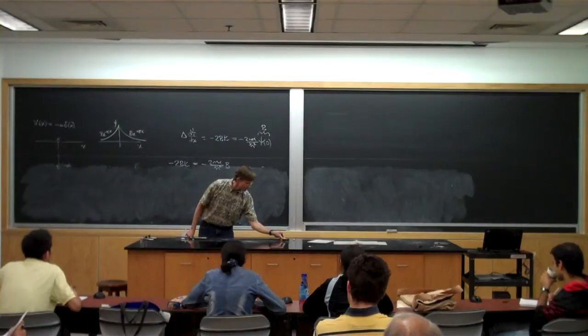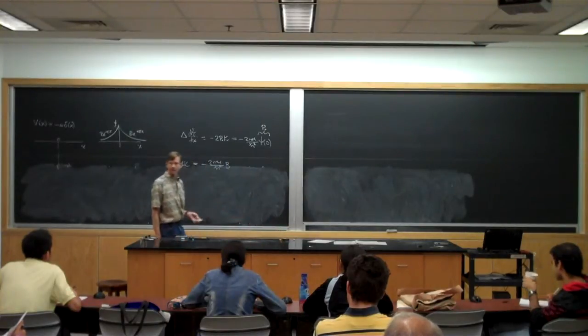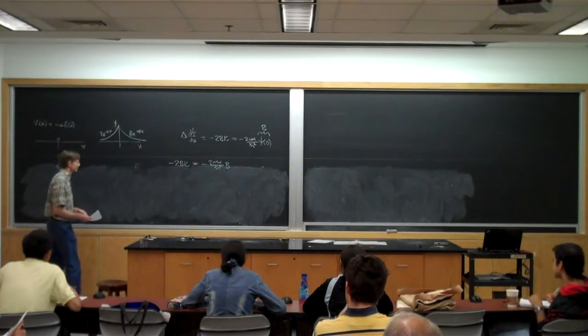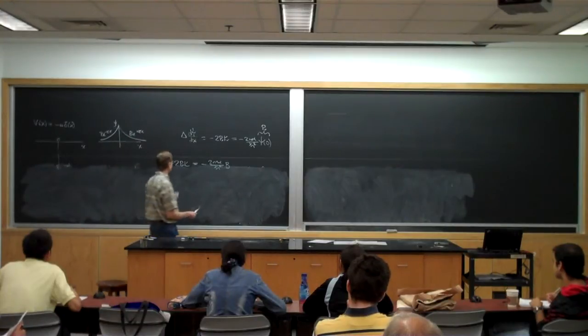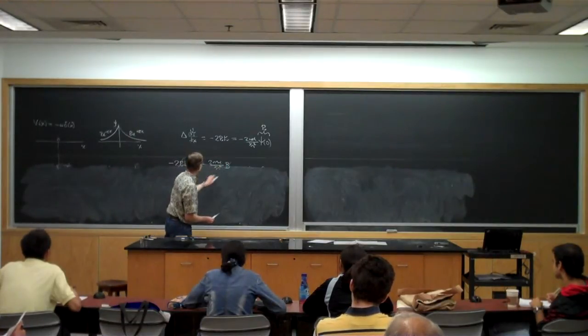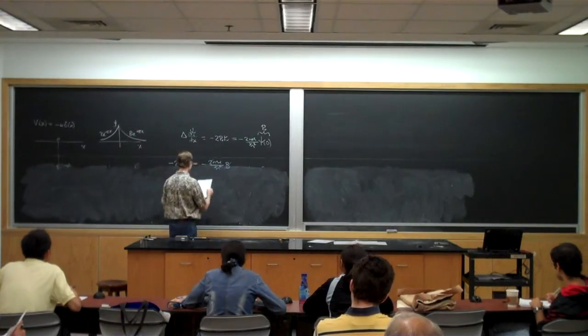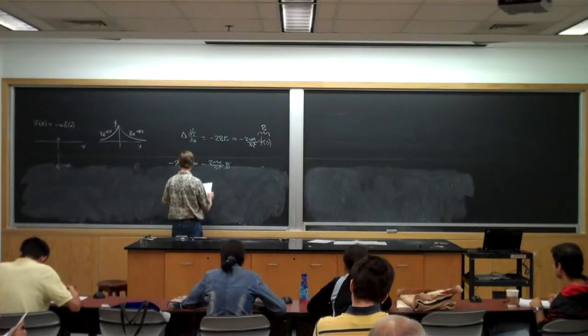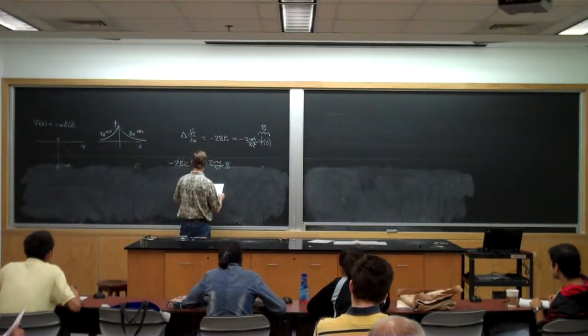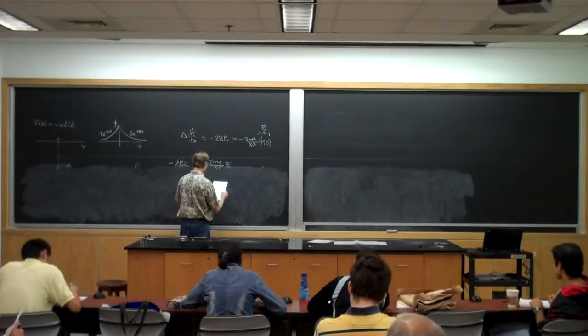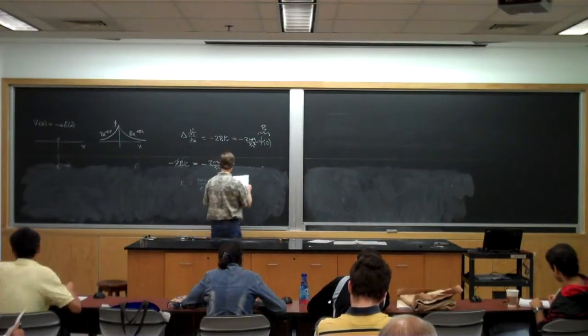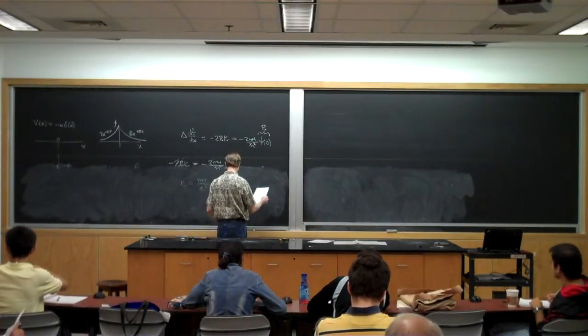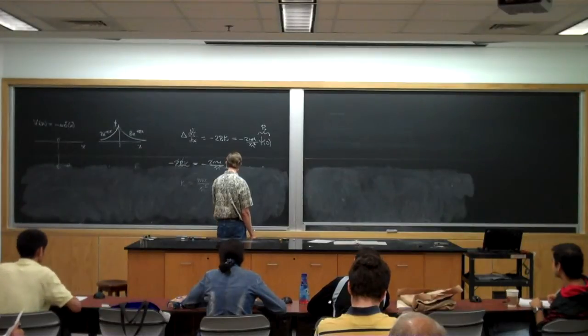I usually like the fat chalk, but here maybe I do like the thin chalk because it's not as crumbly somehow. Anyway, the b's drop out. The 2's drop out for that matter. And so kappa was then m alpha over h bar squared.